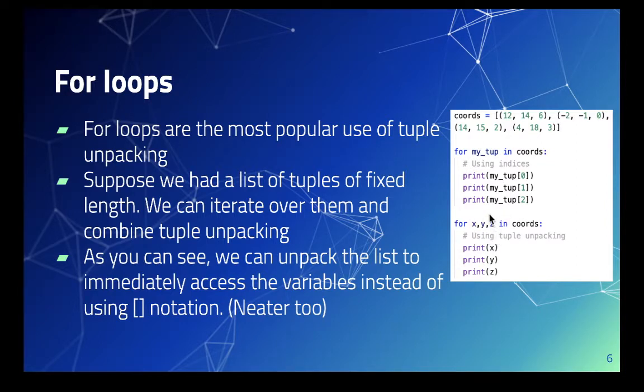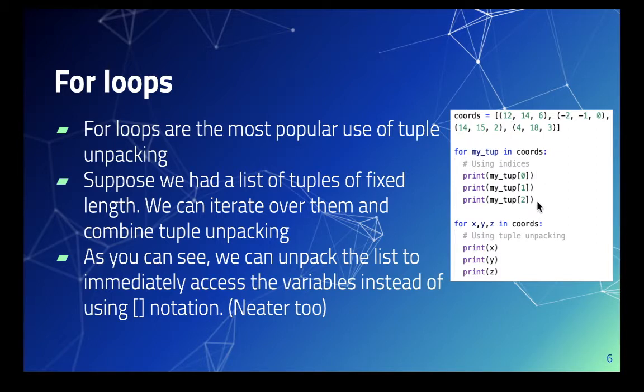For x comma y comma z in coords. So what Python will do is it will iterate through the list, and since each element is a tuple, Python will attempt to do tuple unpacking since we specify 3 elements, x comma y comma z. So it'll unpack 12, 14, and 6 into x, y, z for the first iteration. It'll unpack -2, -1, and 0 into x, y, z for the second one. And here we can access them individually. We don't have to have any of this index business.